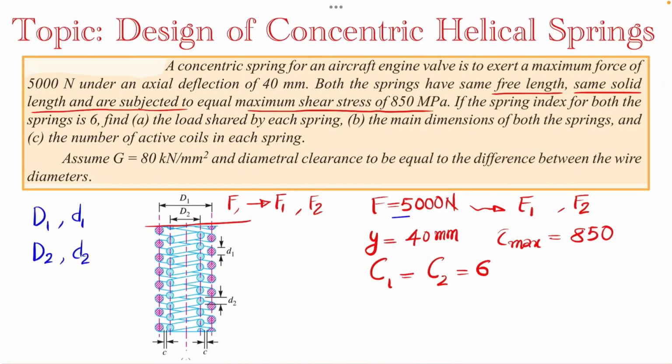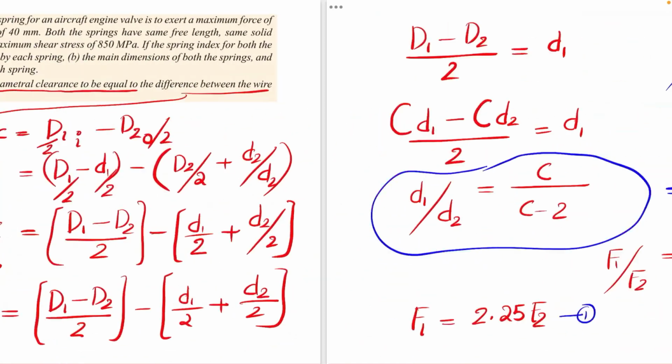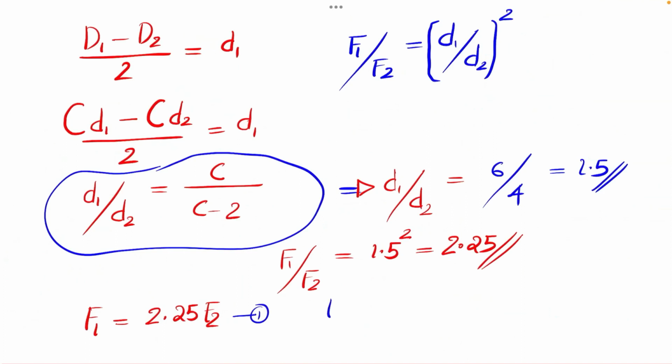So this is one equation, and in the beginning we know that this force 5000 will be shared by the outer and inner coil. So I can write f as sum of f1 and f2. So I can write another equation. The f1 plus f2 can be written as f, which is given as 5000 Newton.